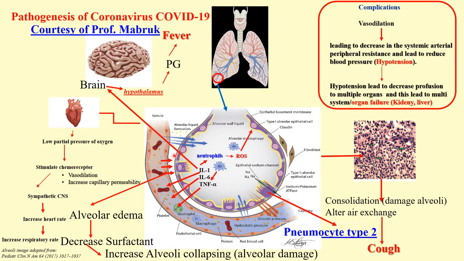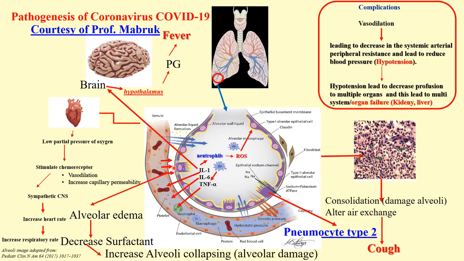The accumulation of the fluid surrounding the alveoli will put more pressure on the alveoli. These pressures will lead to the damage of the alveoli, and this will affect the function of the alveoli, which is air exchange. And this damage in the alveoli, the stop of air exchange, will lead to acute respiratory distress.